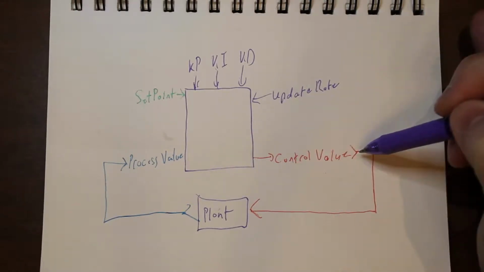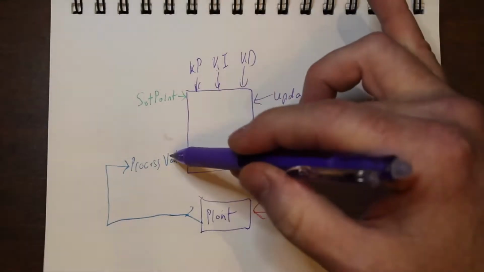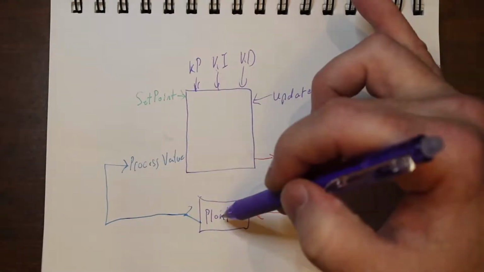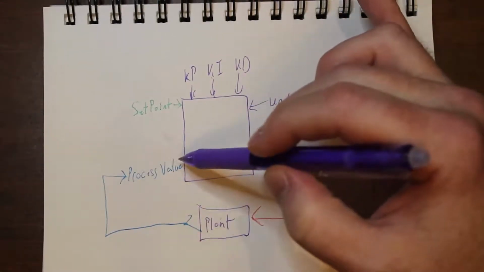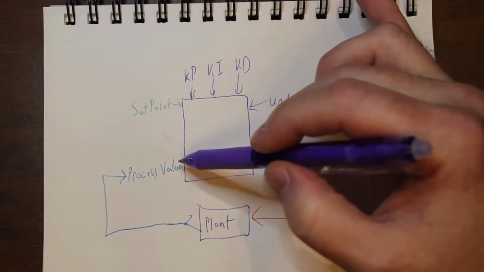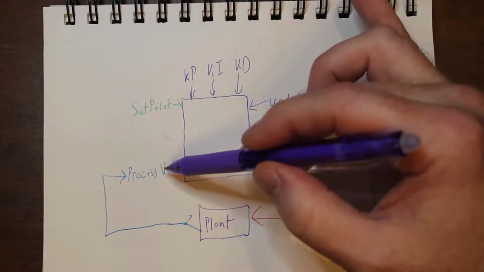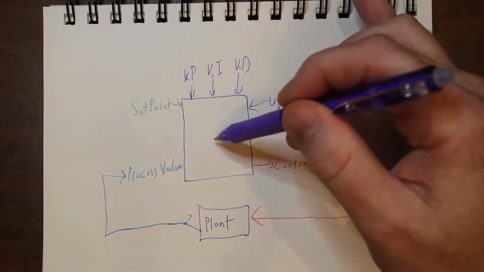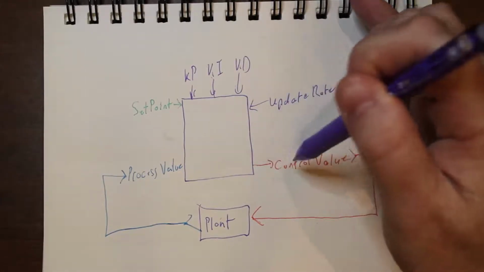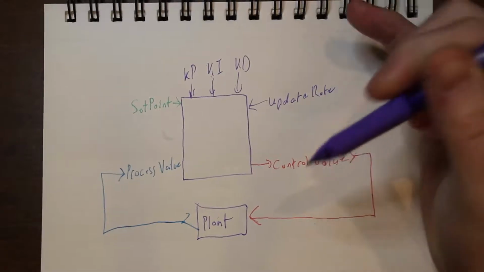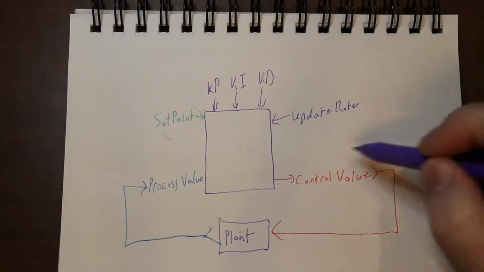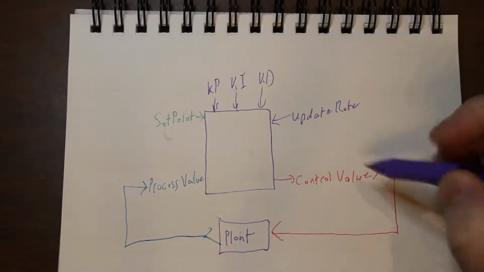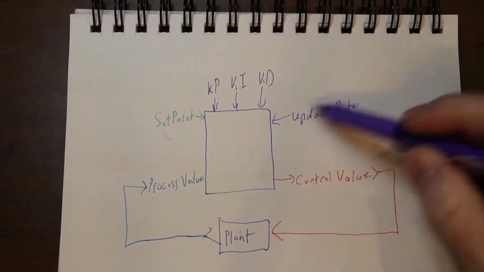In a typical controller, the process value from the plant is being measured pretty much continuously. And that continuous change is being fed into the algorithm, resulting in what is going to be a control value change. But the control value is only allowed to change based on the update rate.